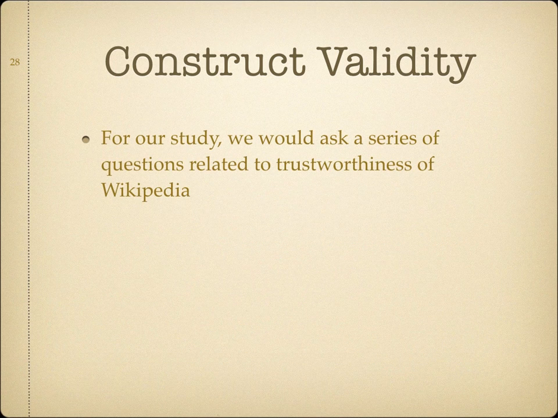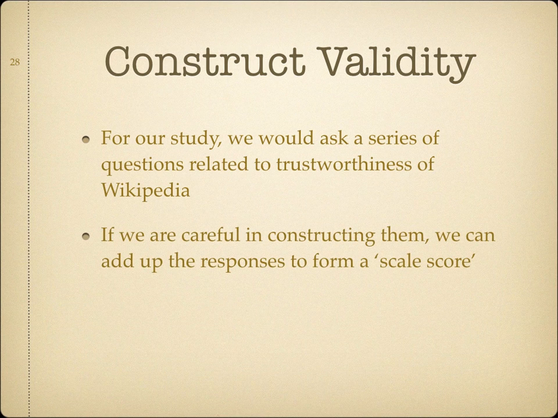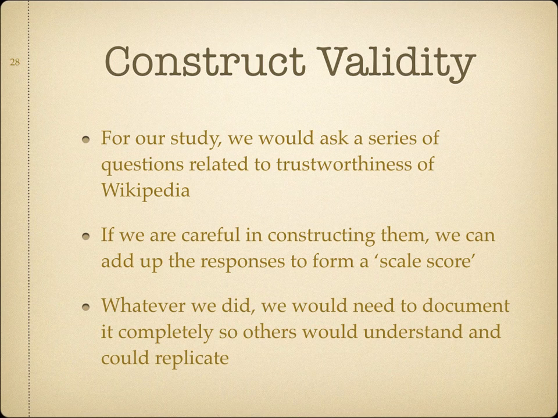For our Wikipedia study about trustworthiness, we'd have to be careful about constructing our items, and if we are, we can add up the responses to get a scale score, and we would call it the trustworthiness of the article. Whatever we did, we'd need to document it completely so others would understand and could replicate it if they desired.